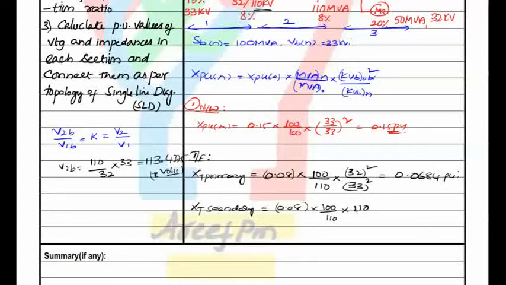So 110 divided by how much we got? 113.43, whole square, and this one whole square. So if you solve this, 0.684 per unit. So the conclusion here is what we got in per units. We have seen that in the per unit system, the XT primary in per unit is equal to XT secondary in per unit. So that is what we can observe here.